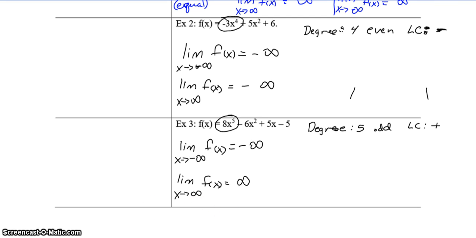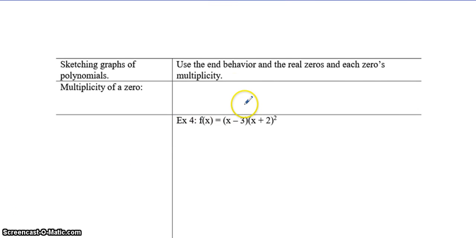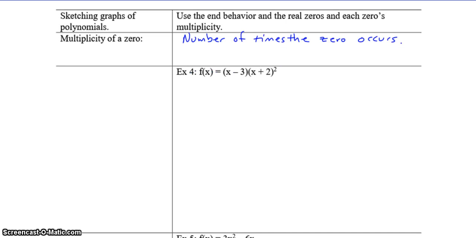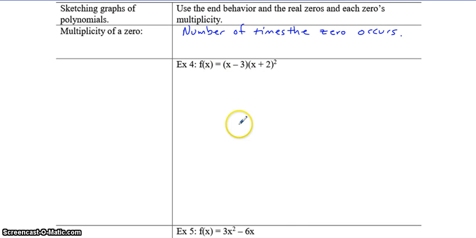Now, how about graphing those? What do we do with this? Well, we get the zeros and multiplicities. By the way, the multiplicity just tells you the number of times the zero occurs. So here, how do we set it up?